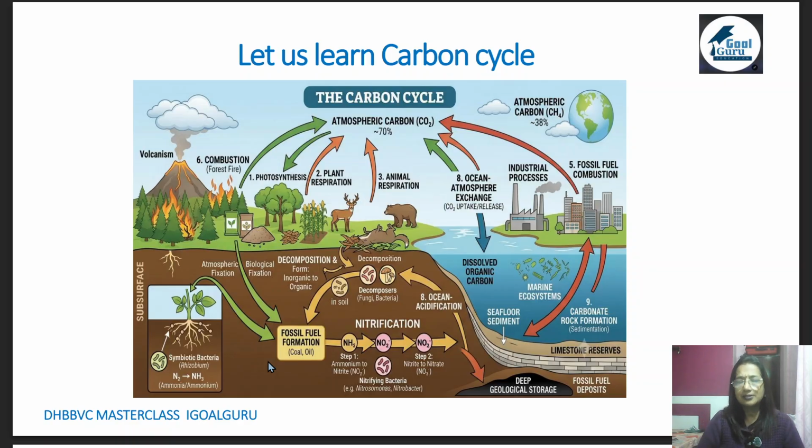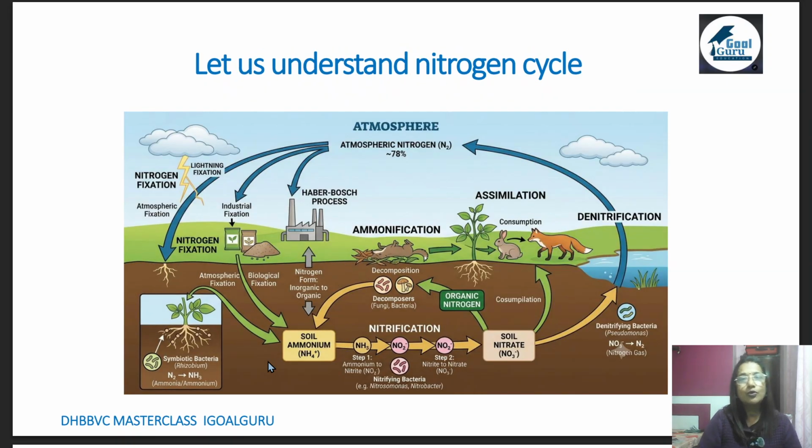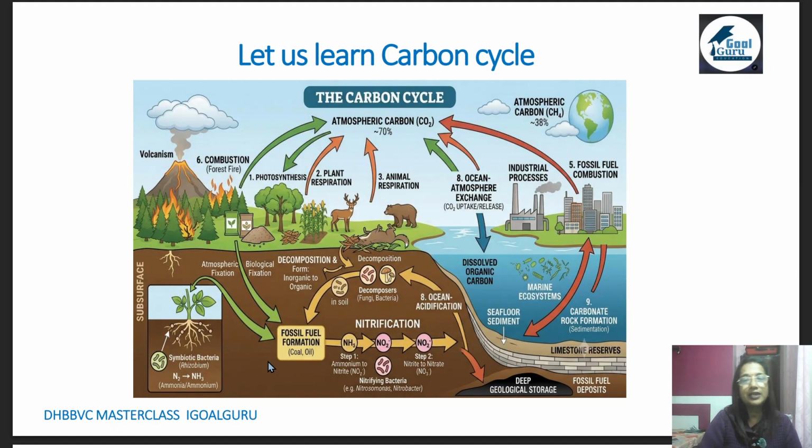So let's recap what we just discussed. CO2 from the atmosphere moves into the plants. From plants to the animals, and through respiration they release carbon dioxide, so it goes back to the atmosphere again. It's as simple as that. This is about the carbon cycle. Let us move on towards the nitrogen cycle, my dear children.